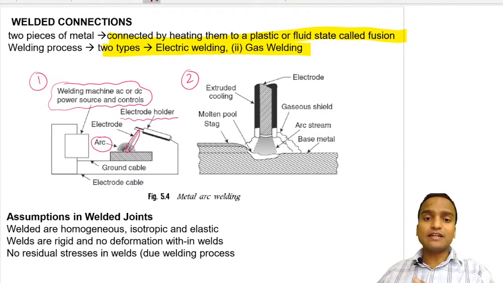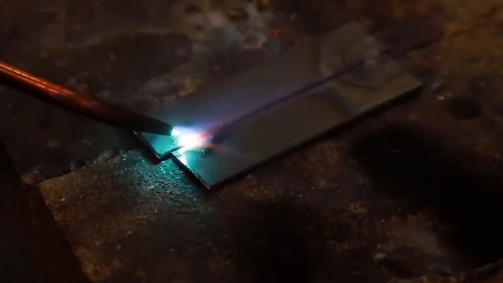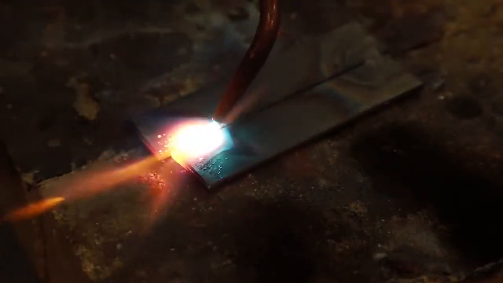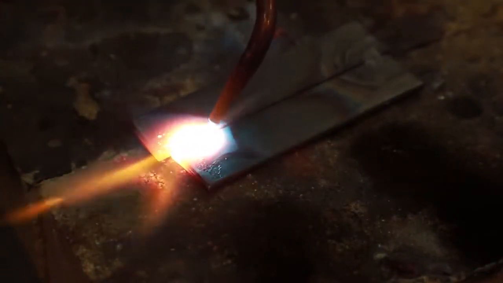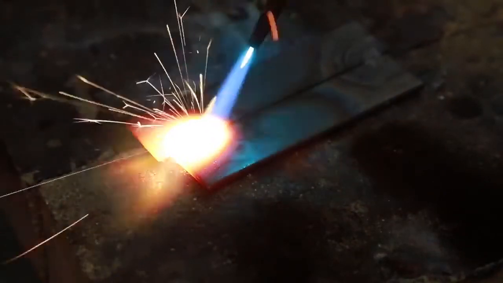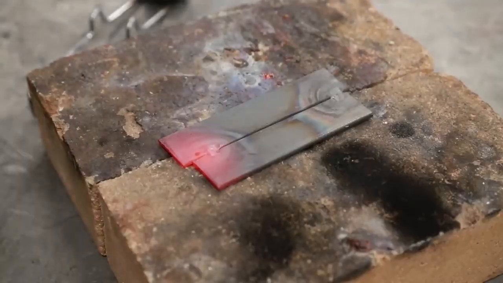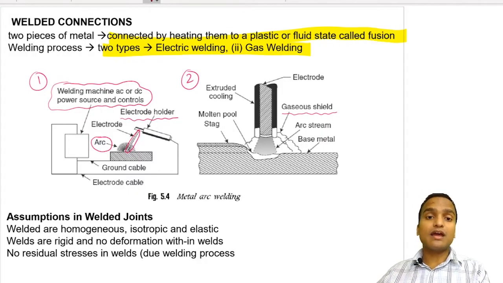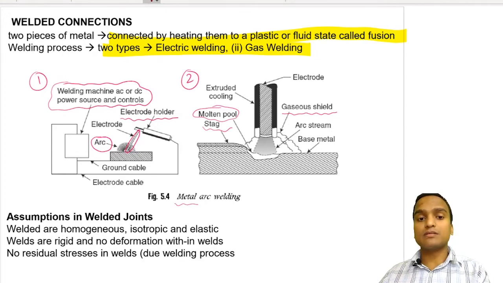In the second diagram you are seeing gas welding being done, in which the electrode is kept beneath the gaseous shield, and through this the arc stream is projected on the base metal which we have to connect. Beneath the arc stream the temperature is so high that it becomes a molten pool there, and we can also add filler for the connection of the two base metals. This is how metal arc welding is done, either by electrical or gas welding processes.